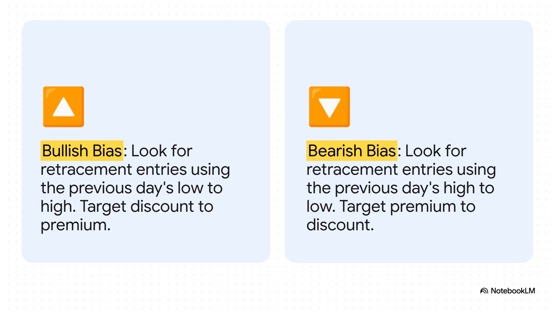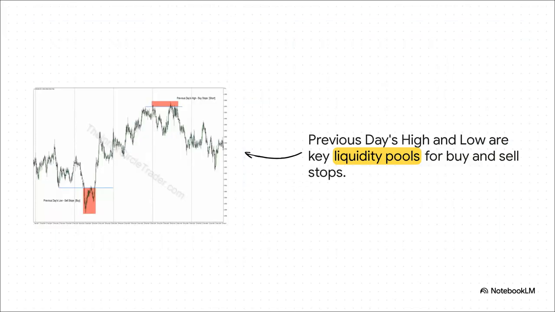If that higher time frame is bullish, you are only looking to be a buyer. You're just waiting for the price to pull back into what we call a discount area to get in. On the flip side, if the bias is bearish, you're only a seller. You're waiting for the price to rally up into a premium area to look for shorts. It's that simple.